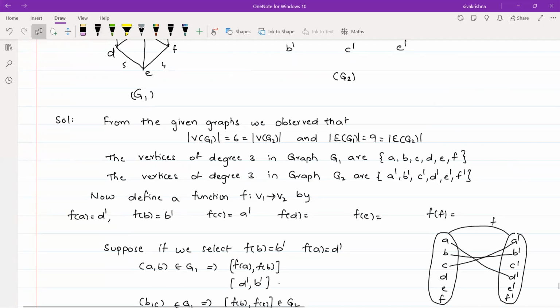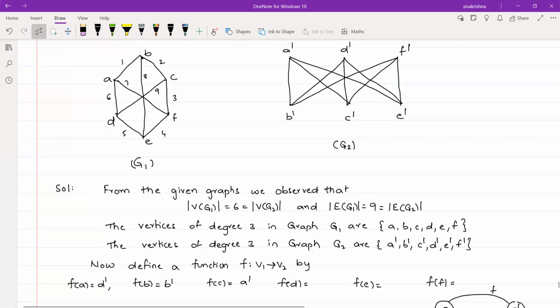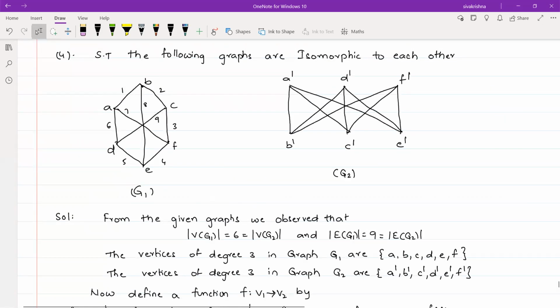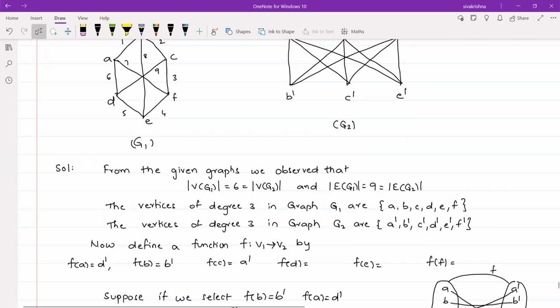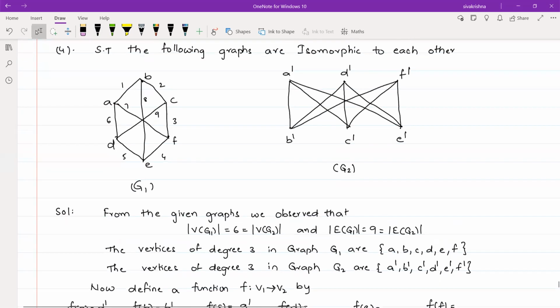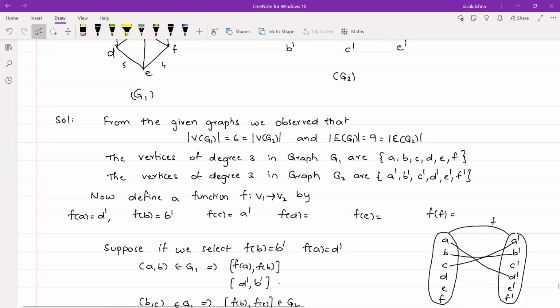After choosing the image of C as A dash, from A dash we have 3 edges: one from A dash to B dash, the second from A dash to C dash, and the third from A dash to E dash. So we have to select the image of D from B dash, C dash or E dash. Since B dash is already selected for B, we have to select either C dash or E dash. Now I select f of D equal to E dash.